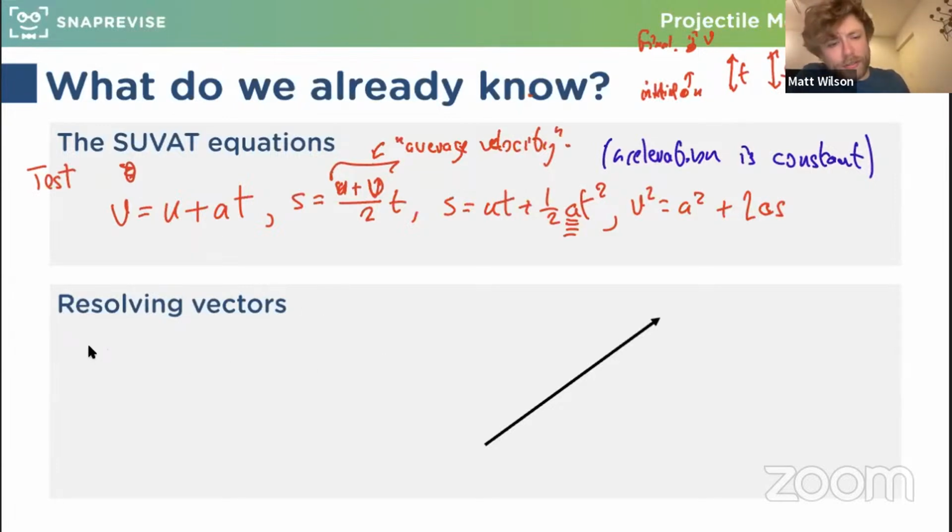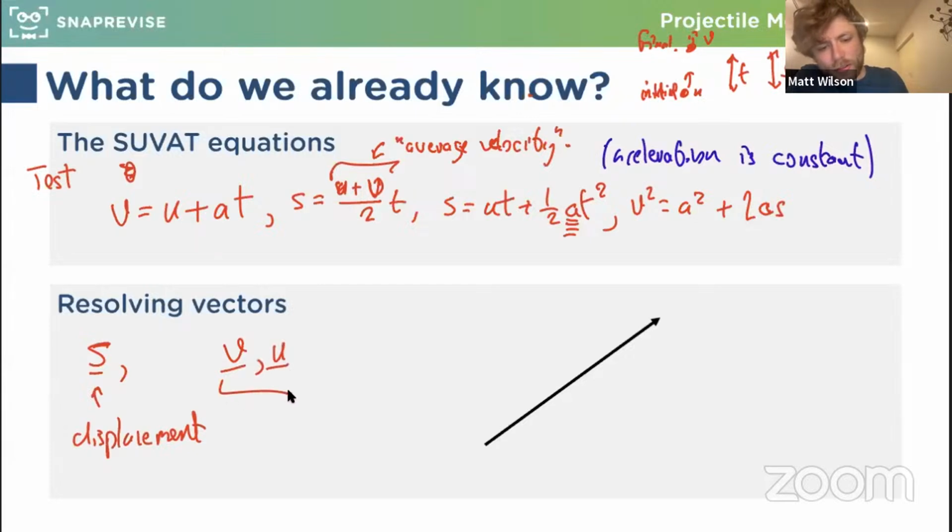The idea is that if we look at some of the quantities in our equations up here, they're really vectors. We've got s, which is the displacement, and that's a vector. We've got v and u, those are velocities, so they're vectors. And we've got the acceleration, which whilst constant is still a vector.